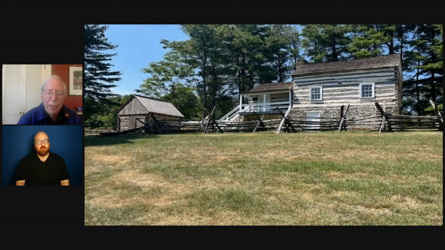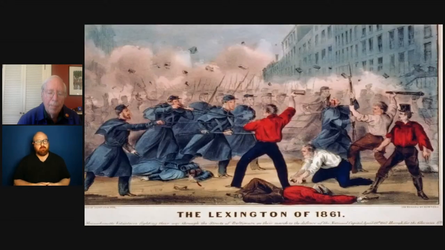Another major factor in the march to civil war was John Brown. He had a hideout, the Kennedy Farm in Washington County, as he made his secret preparations for his raid on Harper's Ferry in 1859. The Baltimore riots of 1861 caused the first Civil War bloodshed and created a dilemma for the Lincoln administration as Maryland moved toward joining the rebellious Confederate states.